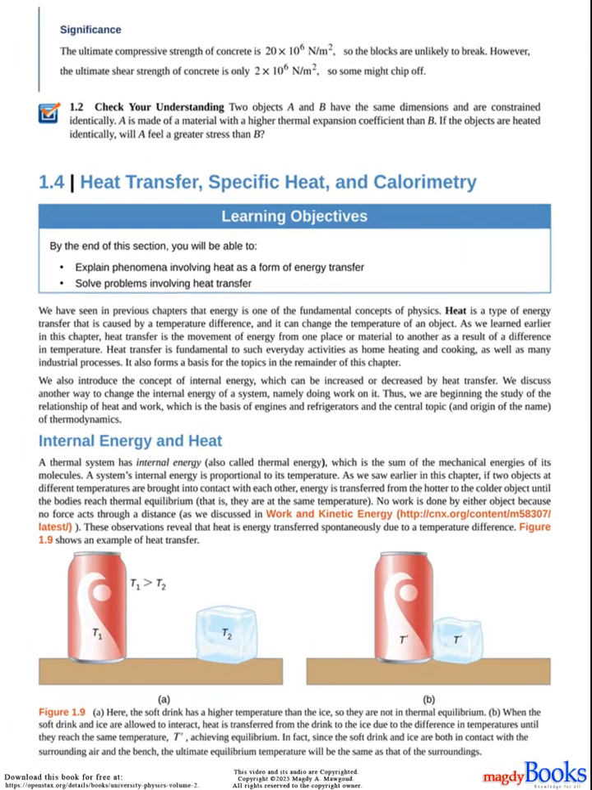Significance. The ultimate compressive strength of concrete is 20 × 10^6 N/m^2, so the blocks are unlikely to break. However, the ultimate shear strength of concrete is only 2 × 10^6 N/m^2, so some might chip off.